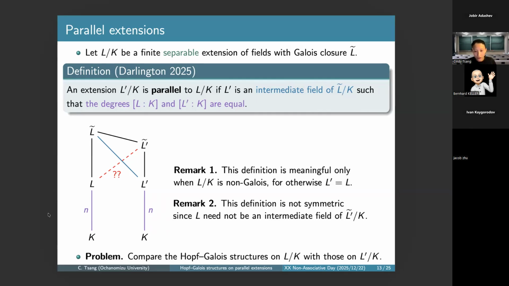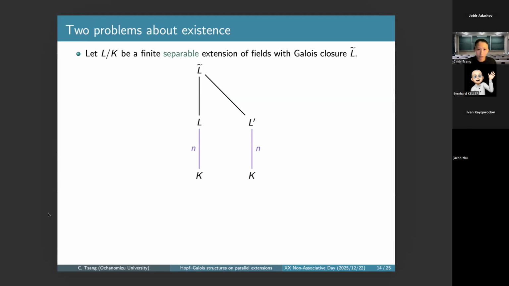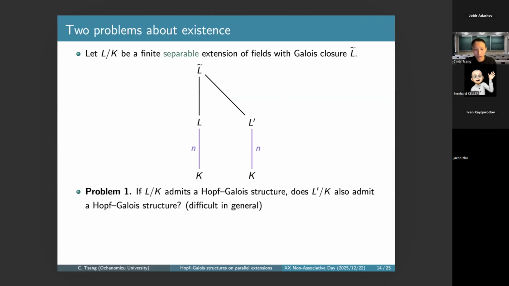There are many things you can study, or you can compare them in many ways. But what we're going to do is focus on the problem of existence. We don't care how many Hopf Galois structures we have. We just care about existence. So let's say I have a finite separable extension of fields, same setup as before, L tilde is the Galois closure, and L prime over K is parallel to L over K. For example, we can ask, suppose L over K admits a Hopf Galois structure. Does it mean that L prime over K also admits a Hopf Galois structure? Just existence. Does existence here imply the existence on any parallel extension?